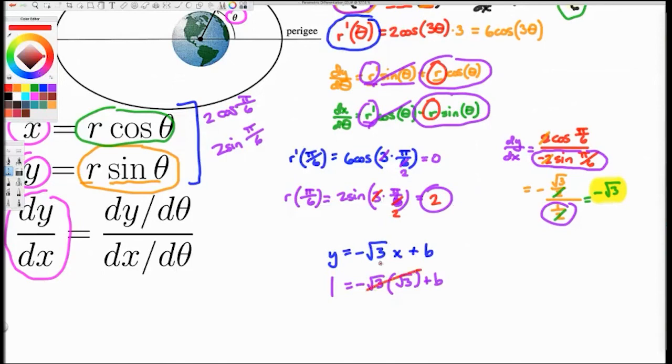Okay, this whole thing's going to become negative 3. That's embarrassing. B is equal to 4. So now your final equation of a tangent line is going to be this. Like that.